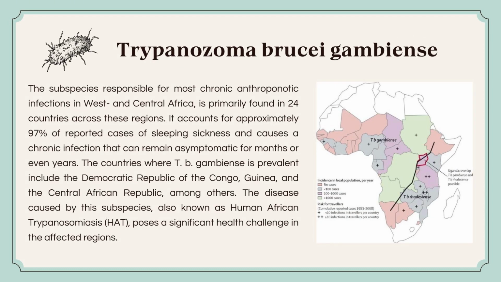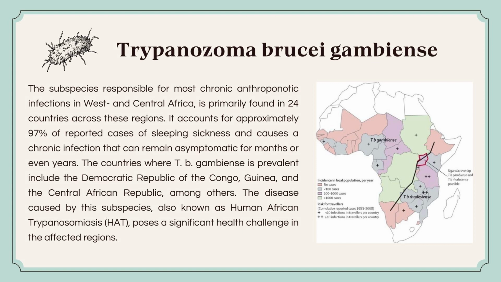Trypanosoma brucei gambiense is the species responsible for most chronic anthroponotic infections in West and Central Africa. It is primarily found in 24 countries across these regions. It accounts for approximately 97% of reported cases of sleeping sickness and causes a chronic infection that can remain asymptomatic for months or even years.